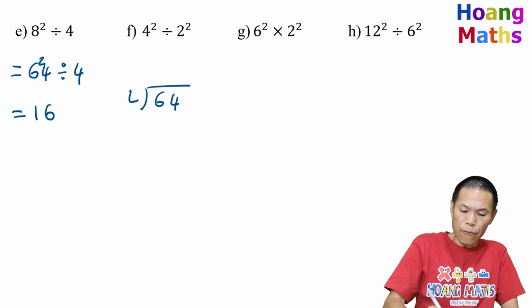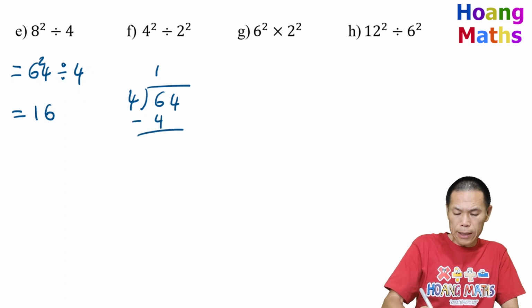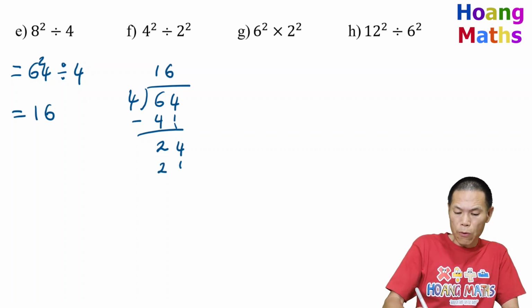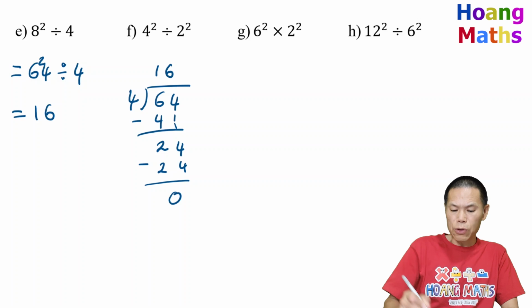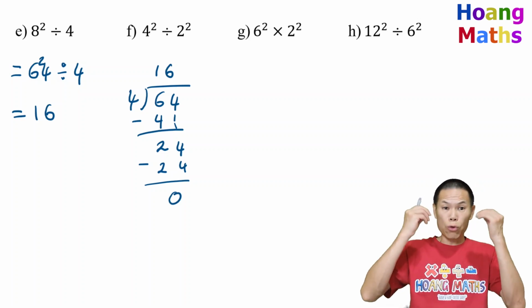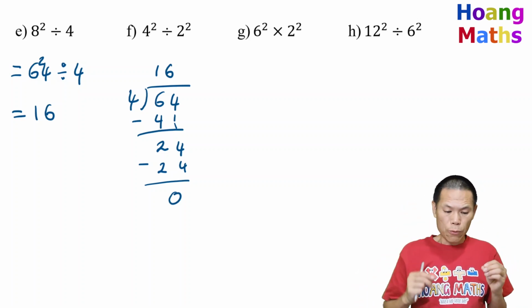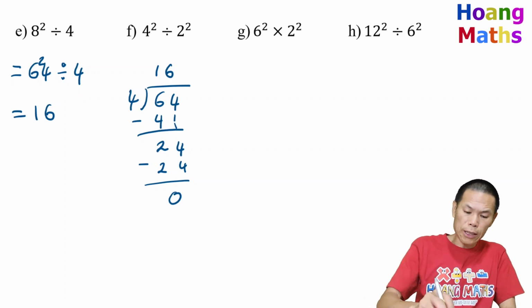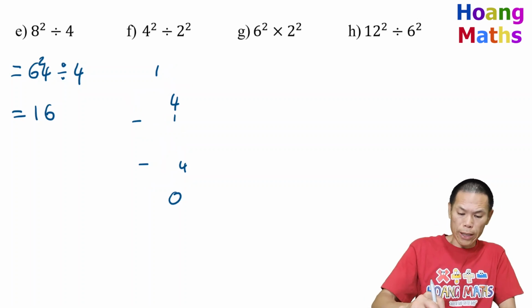So that divided by 4. 4 goes into 6 is 1. 1 times 4 is 4, and we minus, that gives me 2. We bring the 4 down, and 4 goes into 24 is 6 times. 6 times 4 is 24. We minus, that gives you 0. If you like, you can do long division, but we do short division, it's quicker, that's all. So let me clear this, and I hope you got it correct, okay?